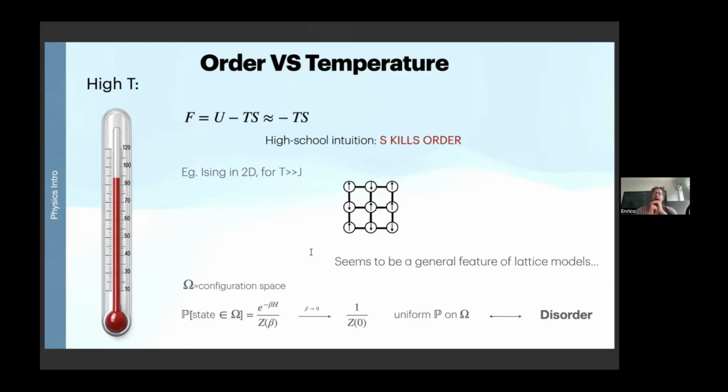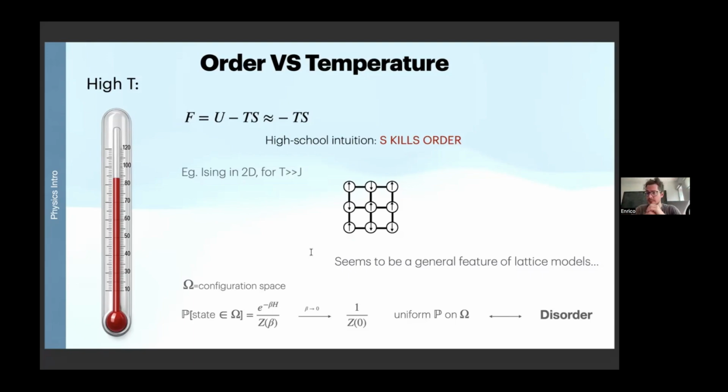And at high temperature, instead, minimizing the free energy corresponds to maximizing the entropy, essentially. And we have all this kind of intuition coming from high school, I guess, that entropy has to kill order, because this is the regime in which thermal fluctuations, very intuitively, dominate the system. And so we have this intuition that thermal fluctuations correspond to disorder, and so spontaneous symmetry breaking cannot occur, meaning all the symmetry has to be restored at a certain temperature.